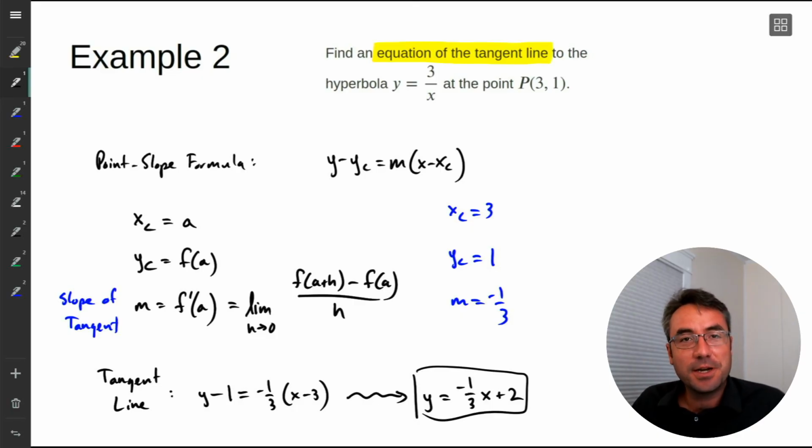In part 2, we're going to jump over to average velocity and instantaneous velocity, but a lot of the calculations are going to feel pretty similar.